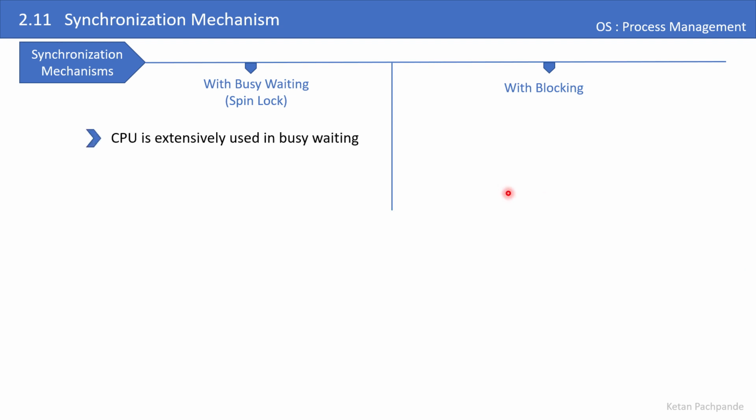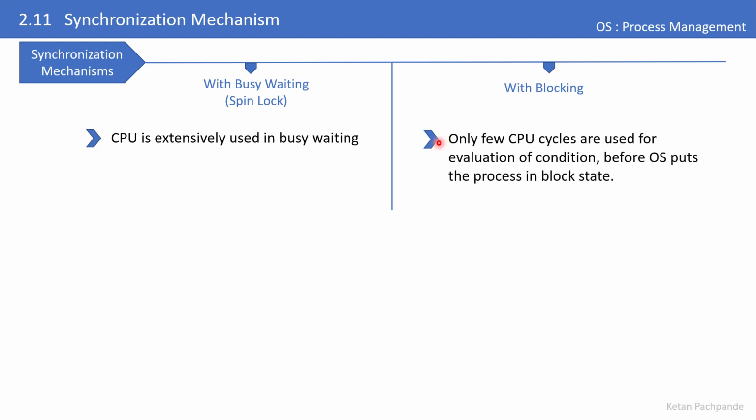The difference between these two mechanisms is that in busy waiting, the CPU is extensively used in evaluating the condition in the loop. Whereas in blocking, only a few CPU cycles are required to evaluate the condition once. Then the OS decides whether to allow that process to enter the CS or to block it and move it to the block state. Once the process is in the block state, it will not consume the CPU, nor will the CPU scheduling algorithm consider that process, because the scheduling algorithm runs only on processes in the ready state. The process stays in the block state till someone wakes it up.